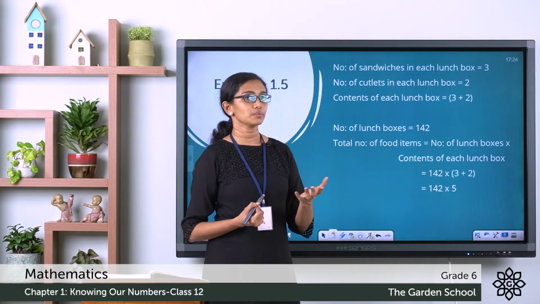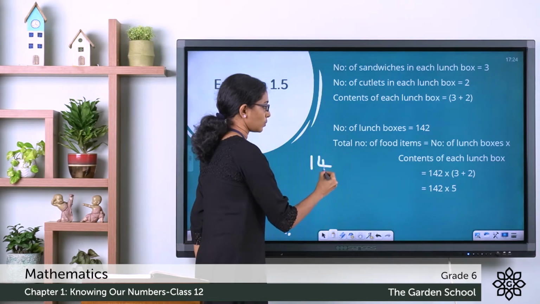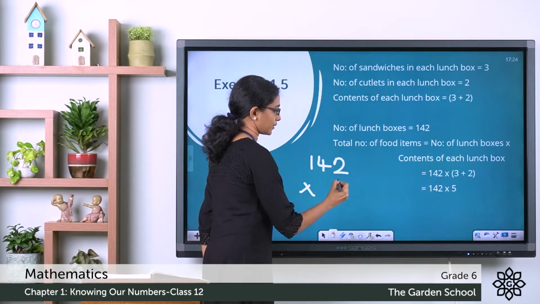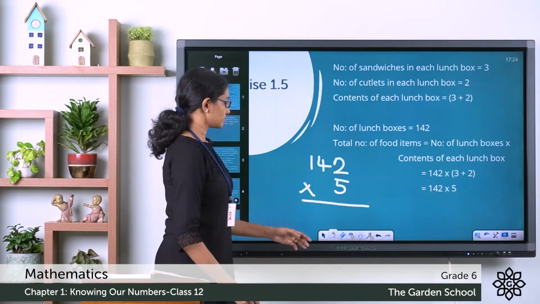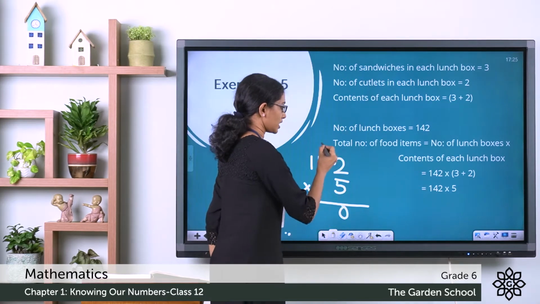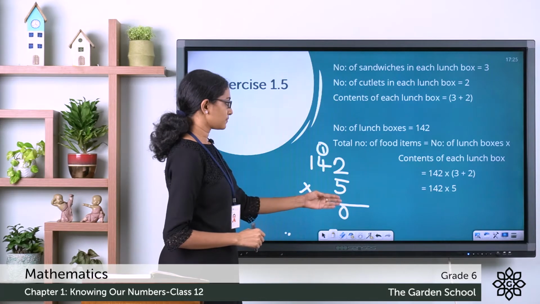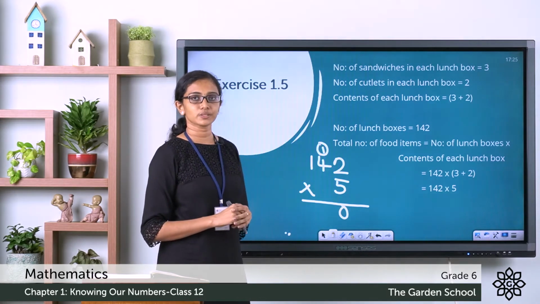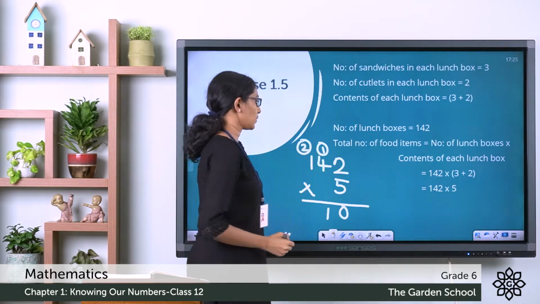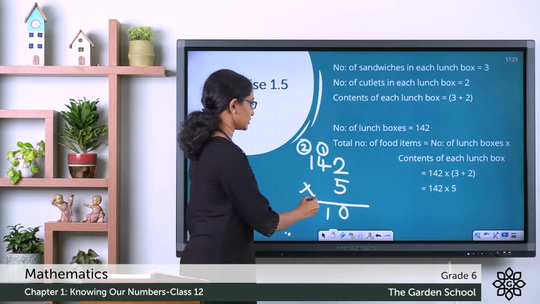You have to do this multiplication in the working column. I'll show it here. 142 into 5. So what is the product? 5 into 2 equals 10. We carry over 1 to the tens place and we write 0 in the ones place. Then 5 4s are 20. 20 plus 1 is equal to 21. Then I carry over 2. 5 into 1 is equal to 5. 5 plus 2 equals 7.